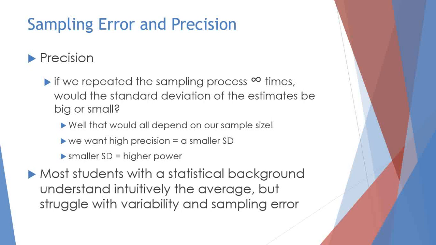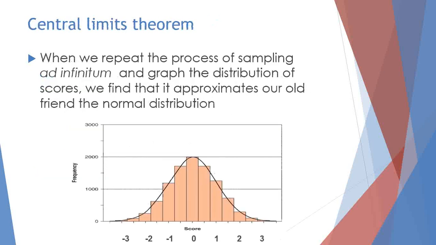So most students with a statistical background understand intuitively the average or the mean, but they really struggle with this concept of variability and sampling error. So if we were to repeat the process of sampling ad infinitum and we were to graph the distribution of scores, then we would find that it approximates this normal distribution, which I showed you earlier.